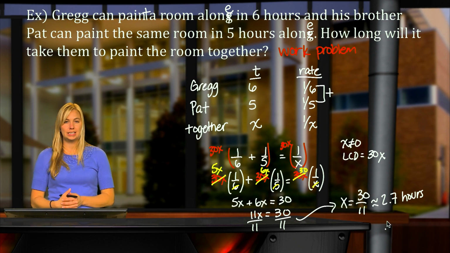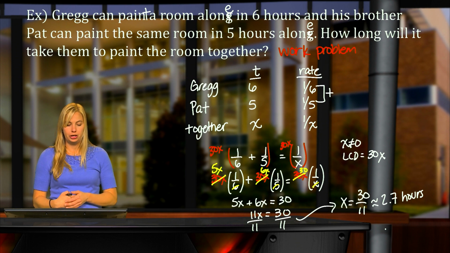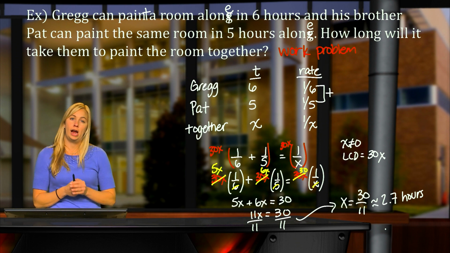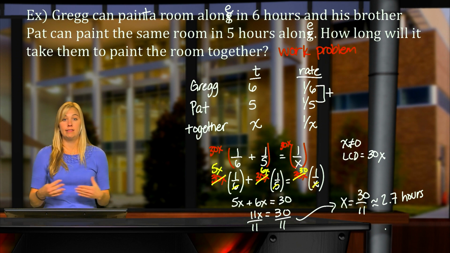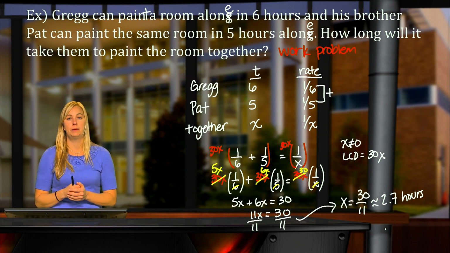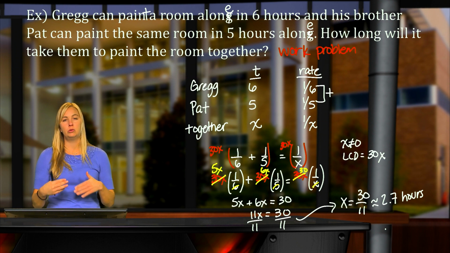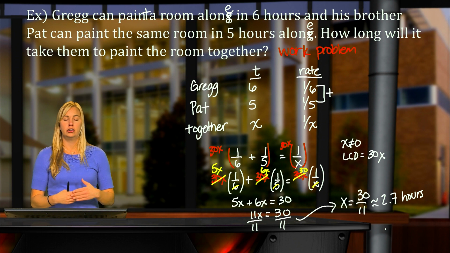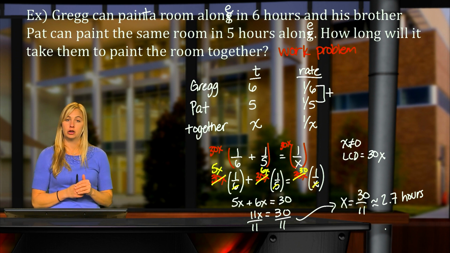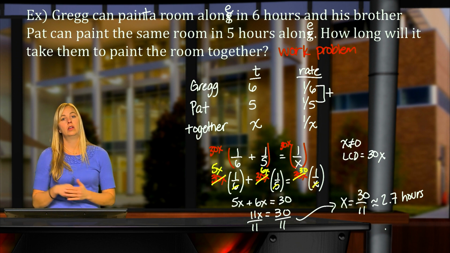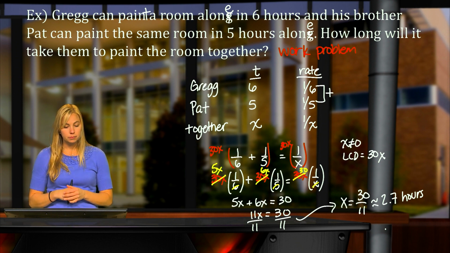Some variations of your work problem might include giving you the amount of time it takes Greg to paint the room alone, the amount of time it takes them together, and then solving for how long it takes Pat to paint the room by himself. So using this table, you can organize that information, understanding that if you add the individual rates, that should equal their rate together.